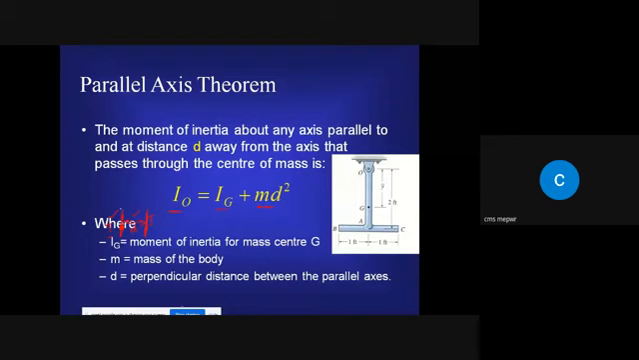So, for example, if this is G, the mass center, we already have the moment of inertia at this point, and we want to find the moment of inertia at some other point, for example, over here or over here. If this axis is parallel to this one, and we know this perpendicular distance, we can use the parallel axis theorem for it.